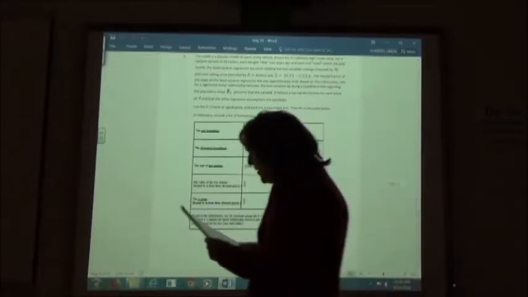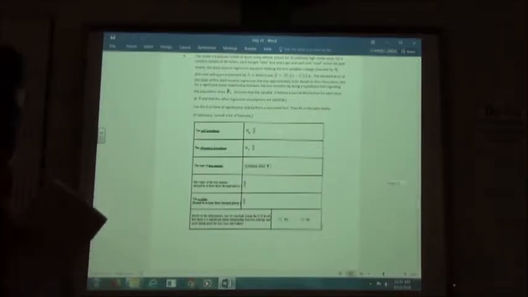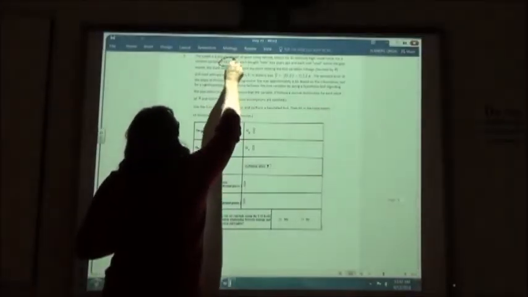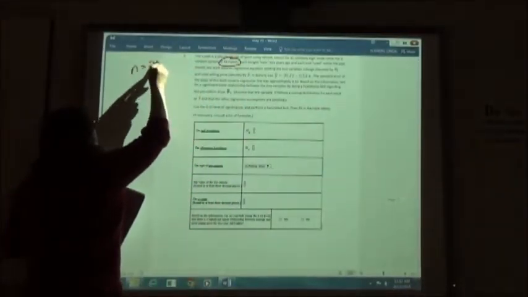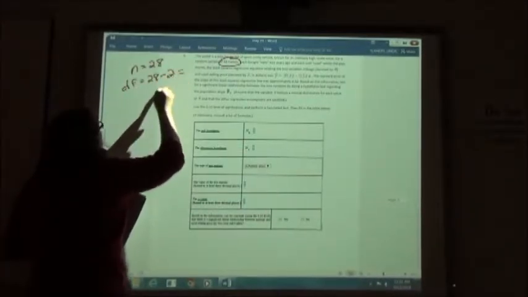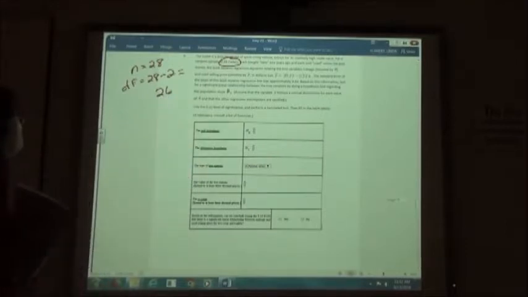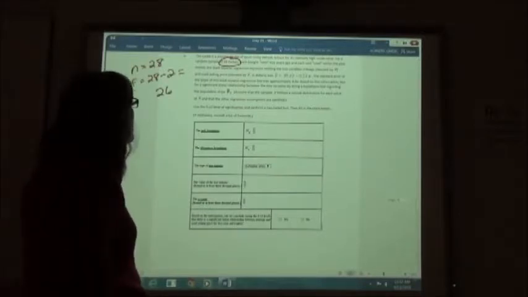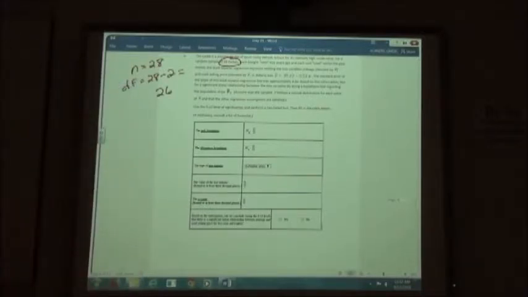Number 9, the Cadet is a popular model of a sports utility vehicle known for its relatively high resale value. For a random sample of 28 Cadets, there's our N value, which means our degrees of freedom is going to be 28 minus 2, or 26. Each bought new 2 years ago and sold used within the past month.